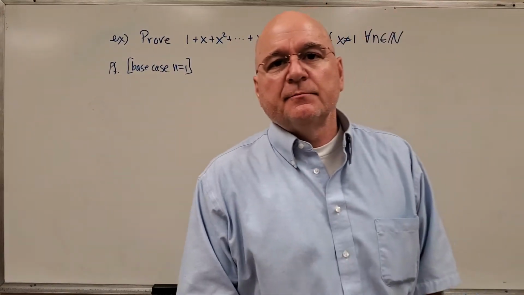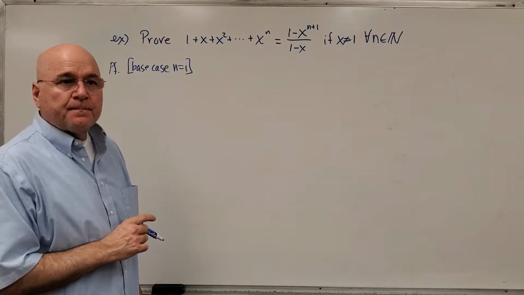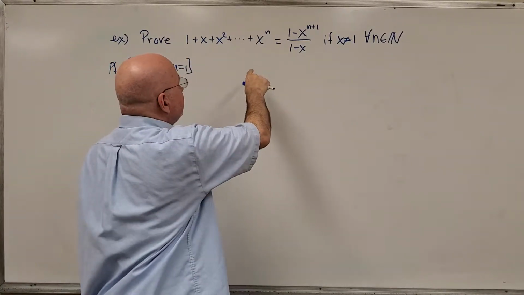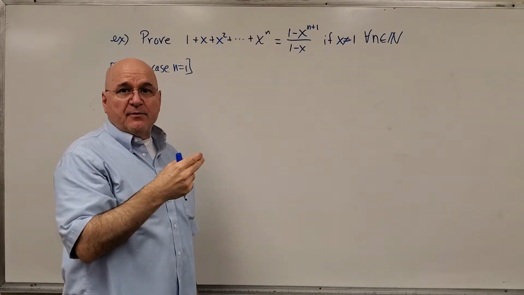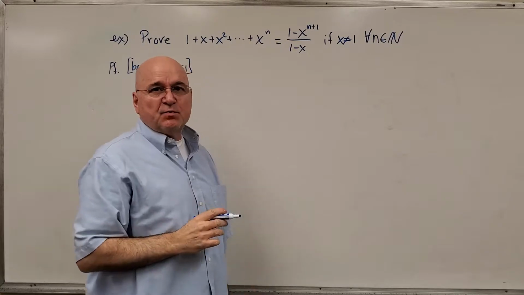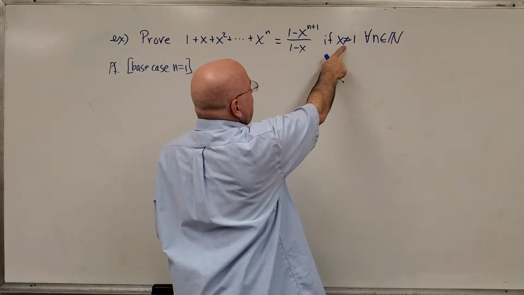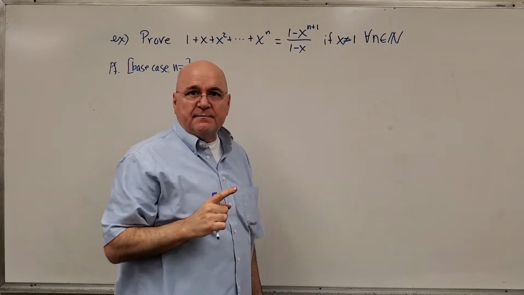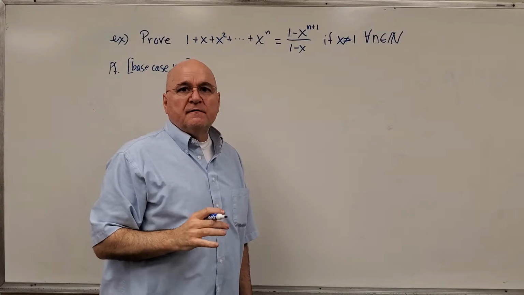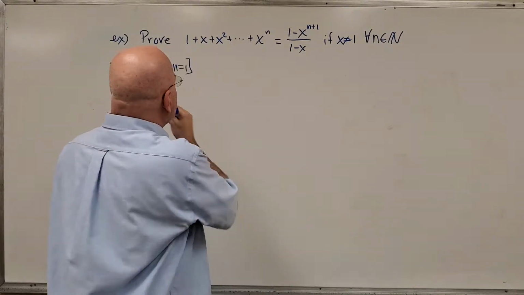Now our second proof by mathematical induction is this statement. 1 plus x squared plus dot dot dot all the way up to x to the nth power is equal to 1 minus x to the n plus 1 over 1 minus x, if x is not equal to 1, obviously x can't be equal to 1. And we need to prove that that's true for all values of n. So we'll use the proof by induction technique.